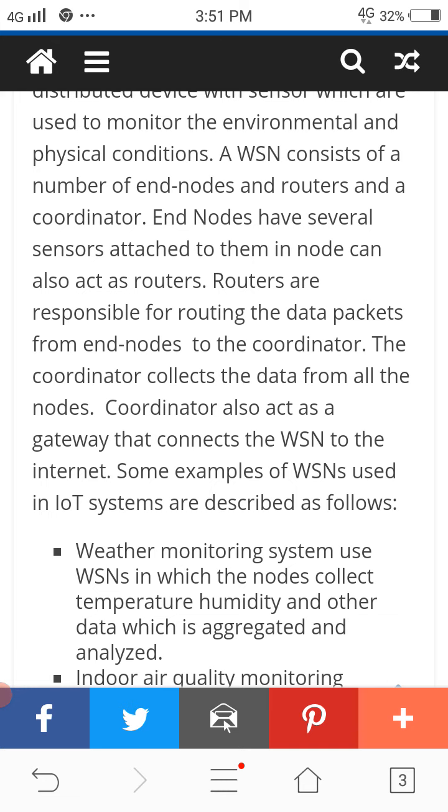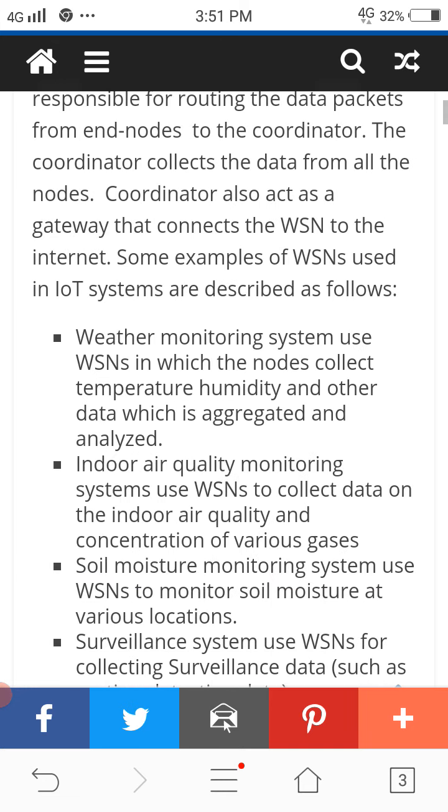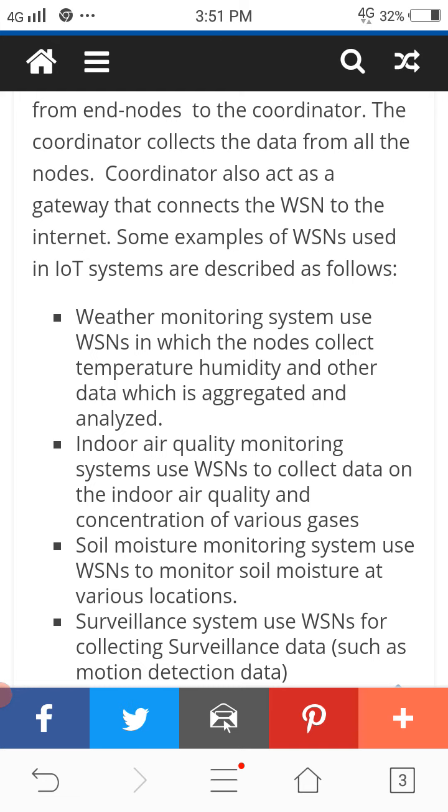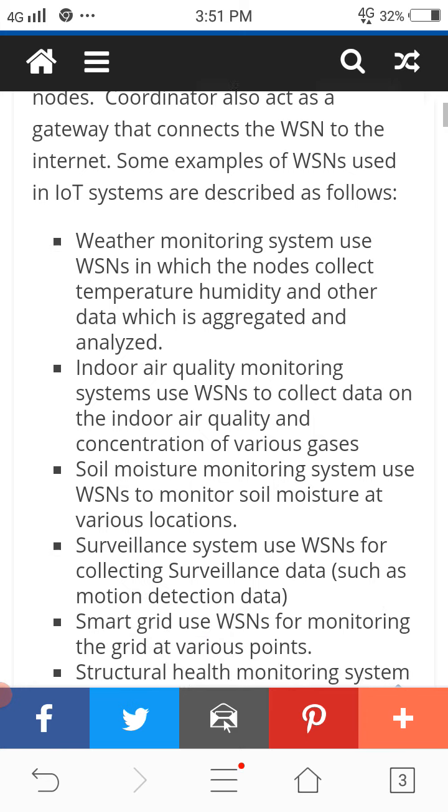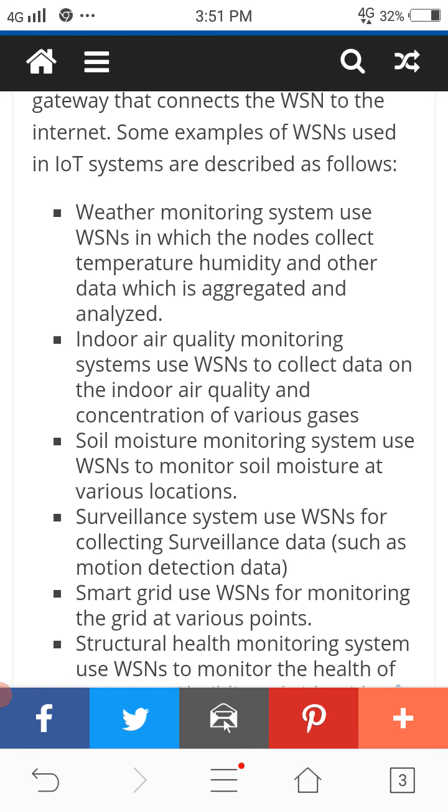Some examples of wireless sensor networks used in IoT systems are described as follows. Weather monitoring systems use wireless sensor networks in which the nodes collect temperature, humidity, and other data, which is aggregated and analyzed. Second, indoor air quality monitoring systems use wireless sensor networks to collect data on indoor air quality and concentration of various gases. So these are some wireless sensor networks used in IoT systems.